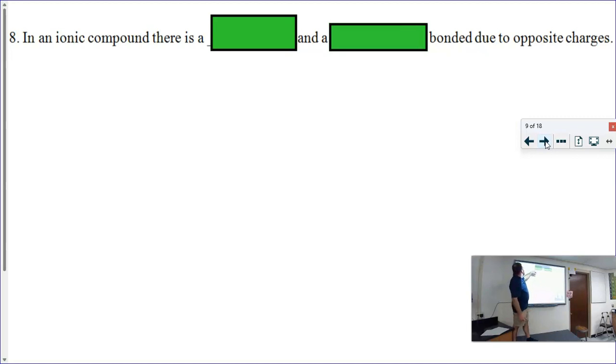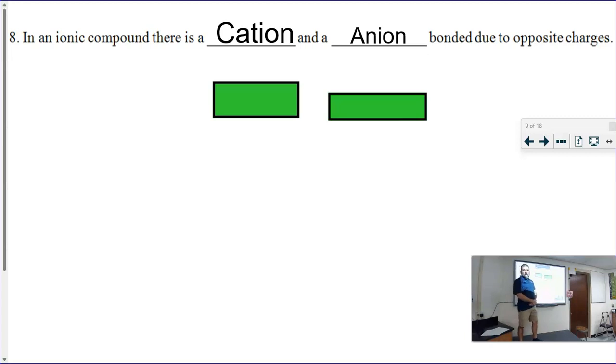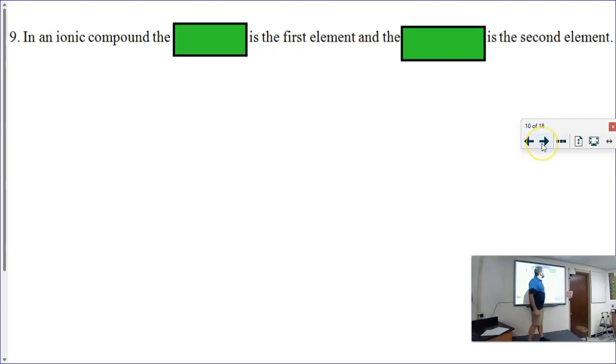Number 8, an ionic compound. There's a cation and an anion. You can call it a metal and a nonmetal. We could have polyatomic ions. But cations and anions, opposite charges, and they're attracted to each other. That's how ionic compounds are formed.